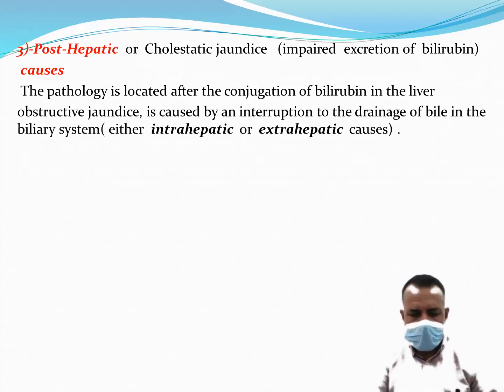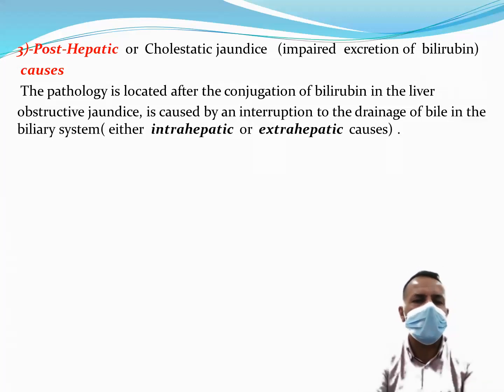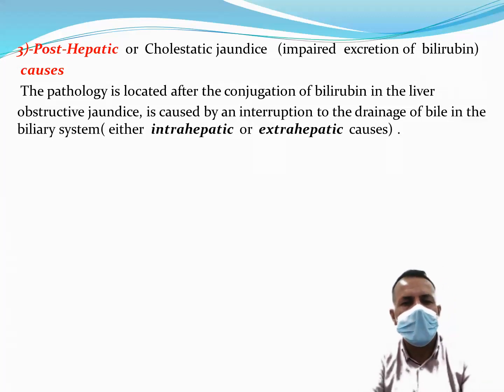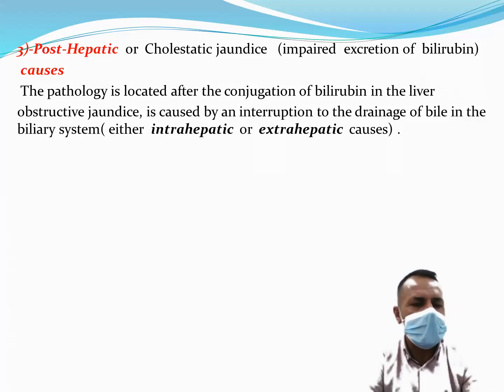The last, third type of jaundice is called post-hepatic or cholestatic jaundice. Post-hepatic or cholestatic jaundice results from impaired excretion of bilirubin to the intestine through the biliary system. It is due to obstruction of the passage of bilirubin, either intrahepatic or extrahepatic obstruction. Any disease that leads to obstruction of the biliary system is called obstructive jaundice, cholestatic jaundice, or post-hepatic jaundice.